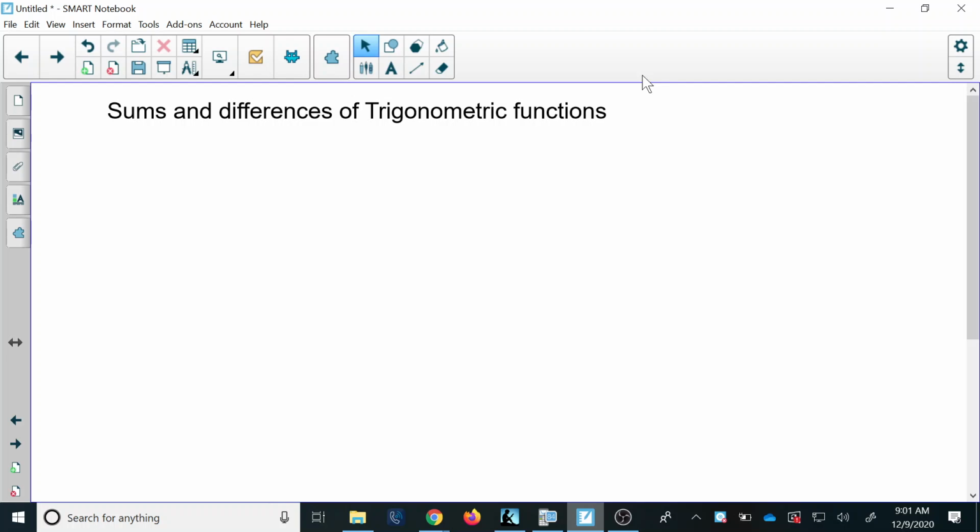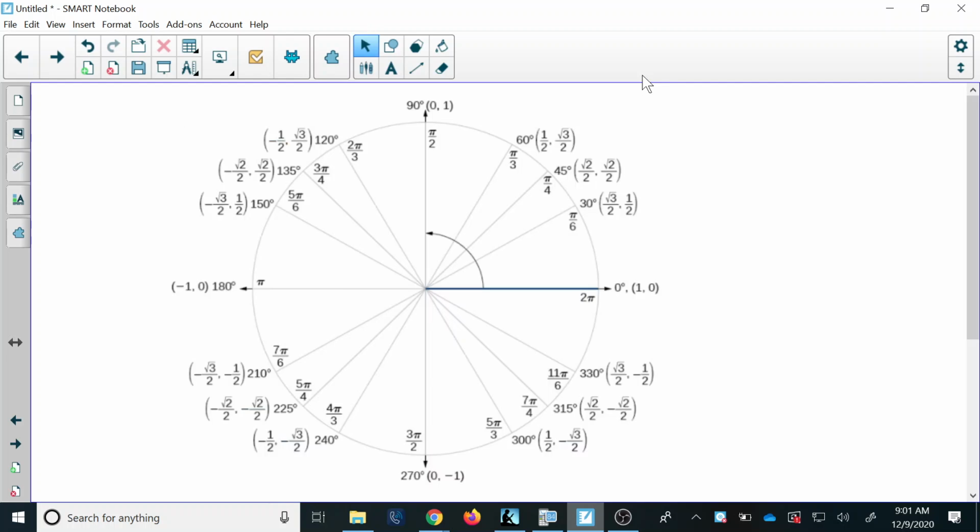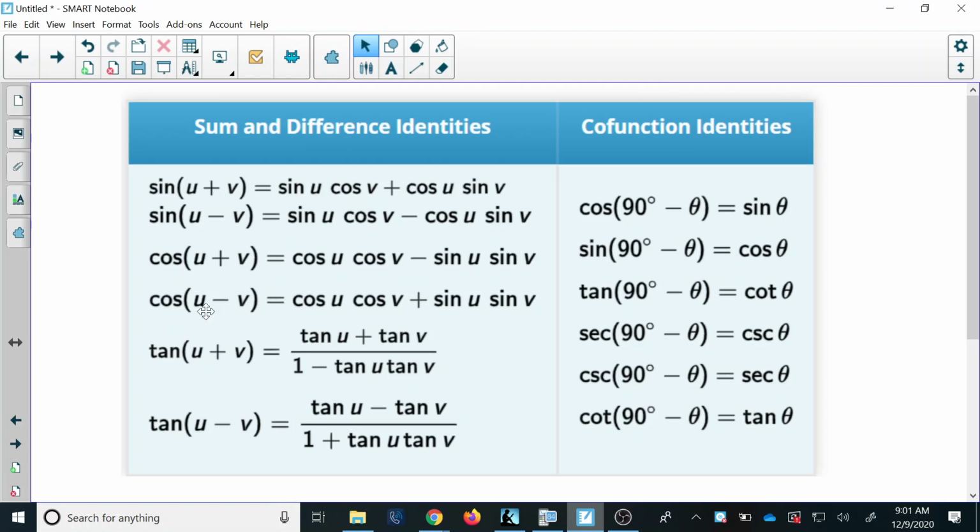Now that we have derived them, we are going to remember them. So this is the table that shows you the sum and difference identities and the co-function identities as well. But the co-function identities I will talk about a little bit later in a different video. For now, you are required to remember all these formulas. And if you are not able to remember, please have them handy when you are doing problems like these.